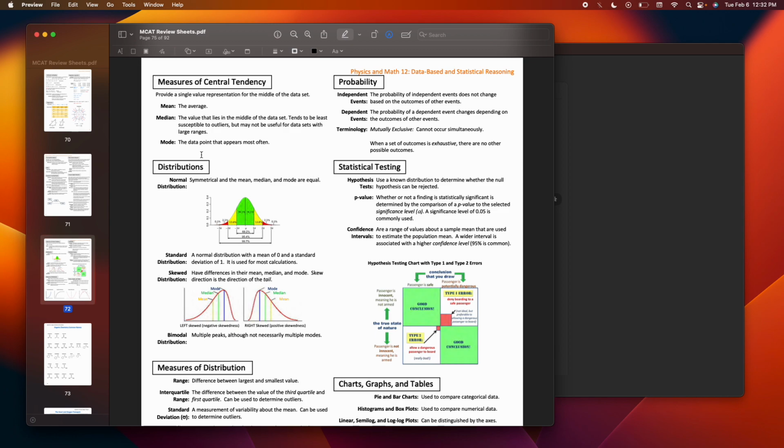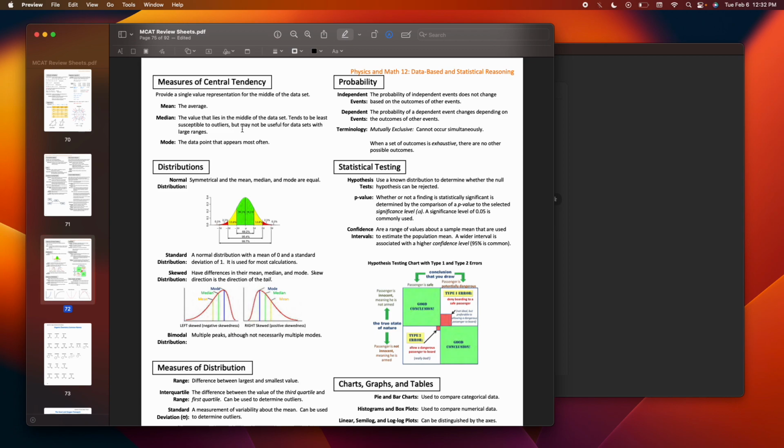So we have the measures of central tendency. They provide a single value representation for the middle of the data set. We have the mean, which is basically the average. We have the median, that is the value that lies in the middle of the data set.